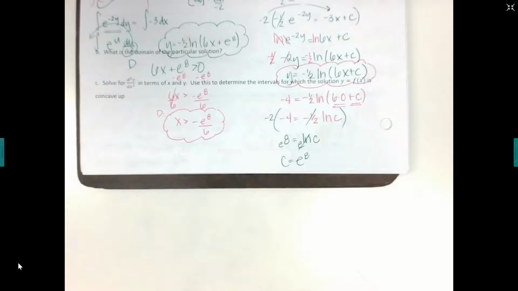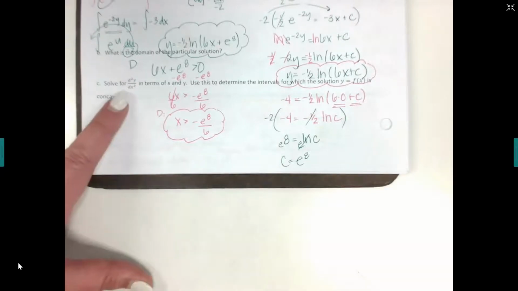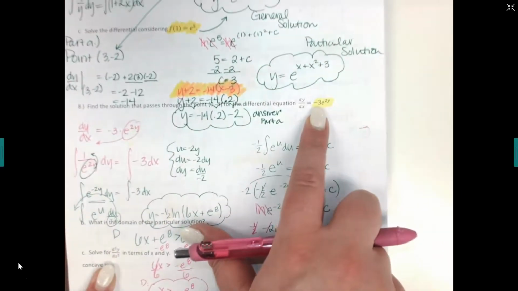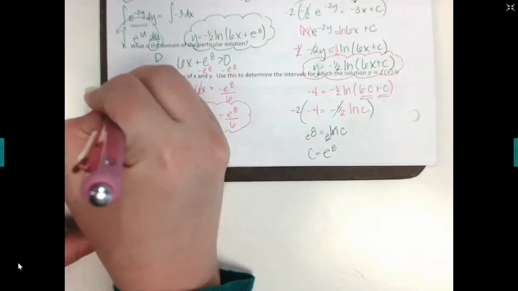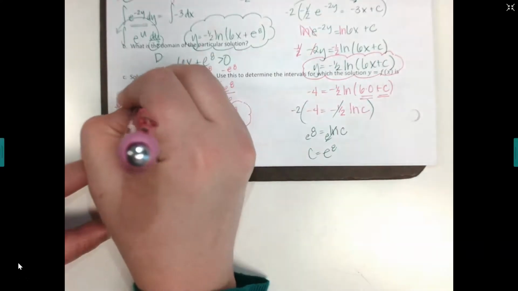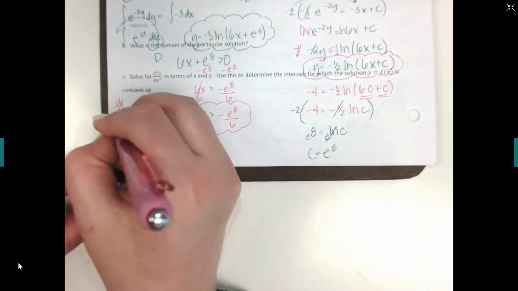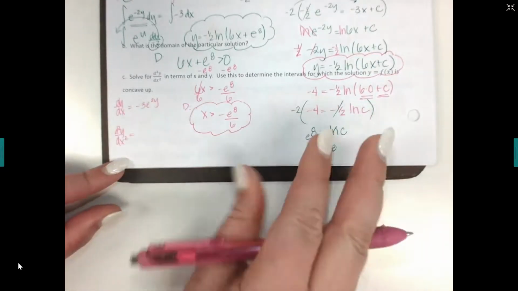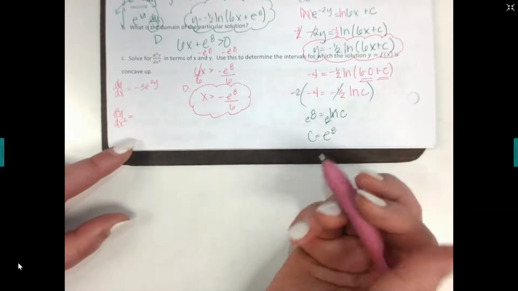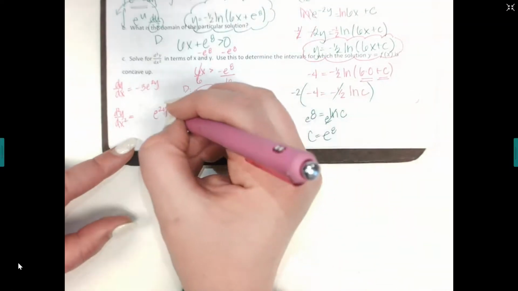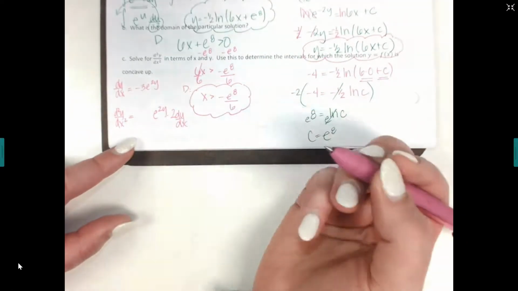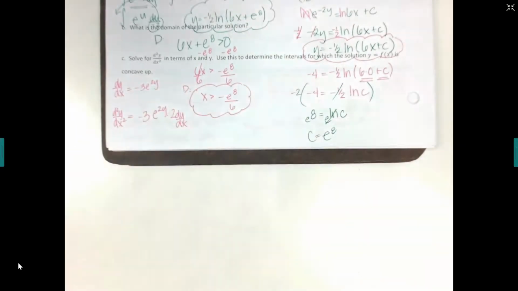Last one on this part C, we're going to just take the derivative and then move on. How do you take the second derivative of negative 3e to the 2y? If that's your derivative, dy dx equals negative 3e to the 2y, what would the second derivative be? What's the derivative of e to the 2y? e to the 2y times what? 2 dy dx. Do you remember why?